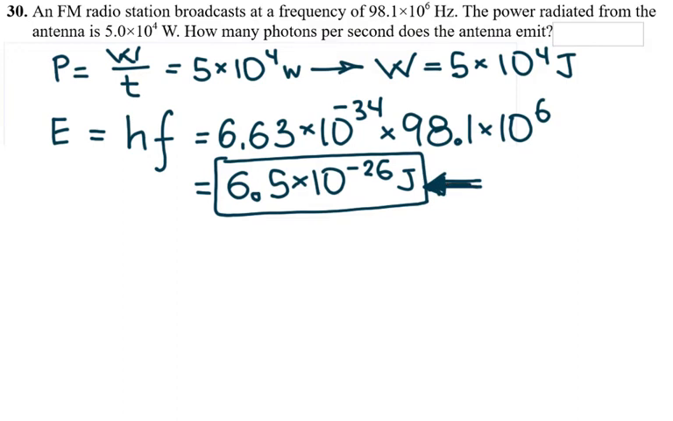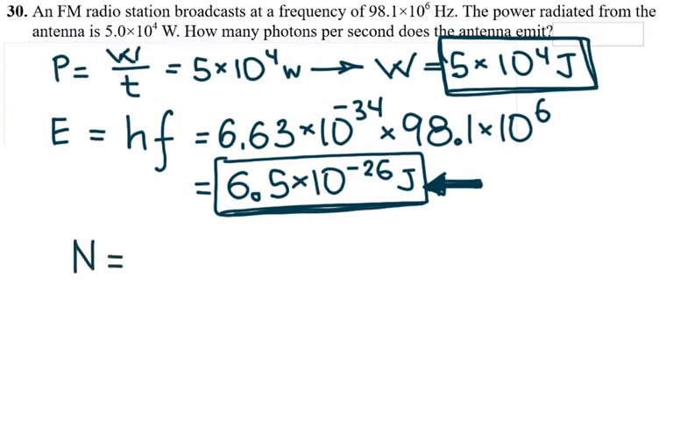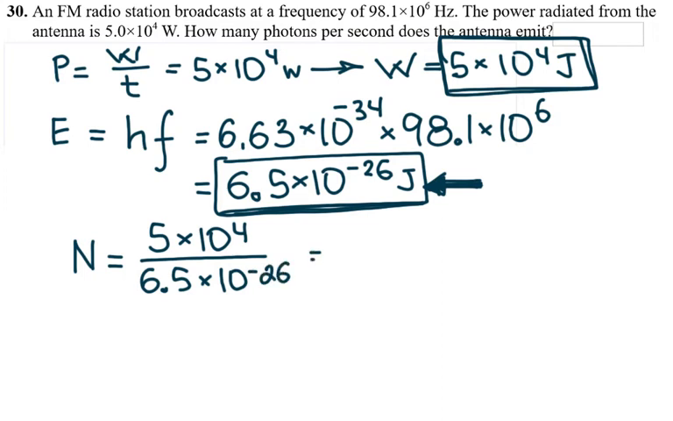So this is the energy of one photon, and this is the energy of all photons. If I divide this number by the energy of one photon, I get how many photons there are. So the number of photons is the energy of all photons divided by the energy of one photon, and this will give me 7.7 × 10^29 photons.